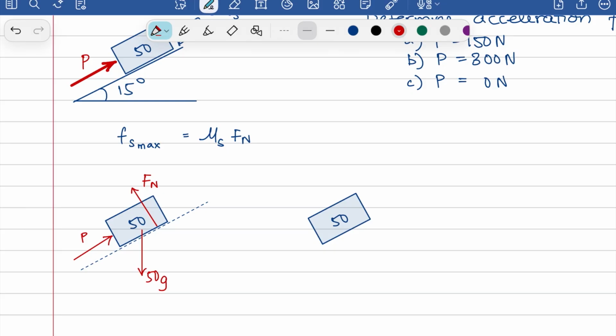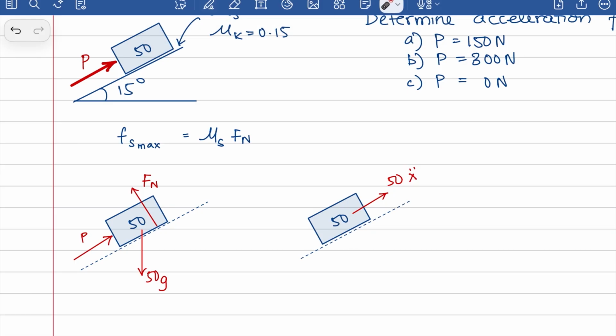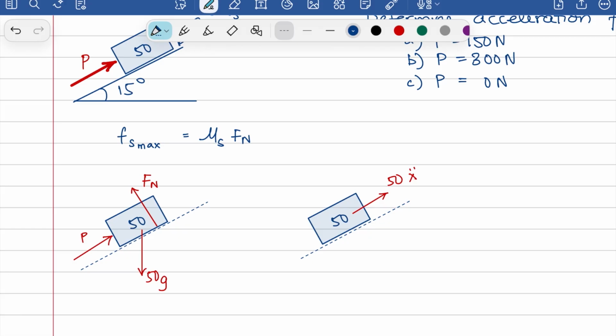So if I were to try to find out what Fn is, I have to have the kinetic diagram well defined. So in this case, let's say it is something upward, so it's 50 x double dot along the slope. If we balance the forces, there is no acceleration perpendicular to the slope, which means Fn minus the component of gravity in this direction should be equal to 0.